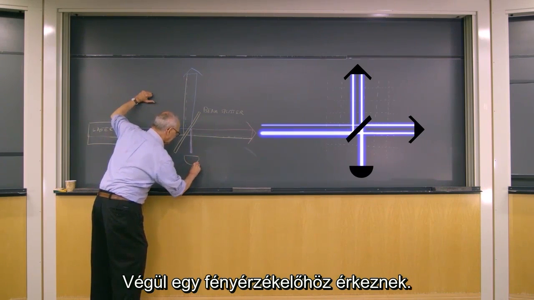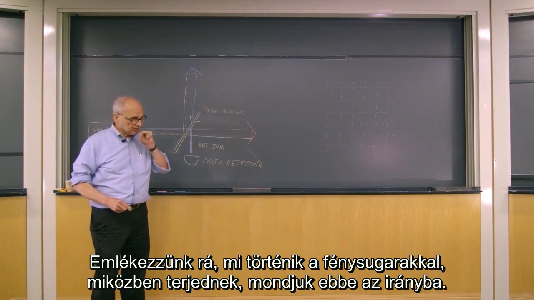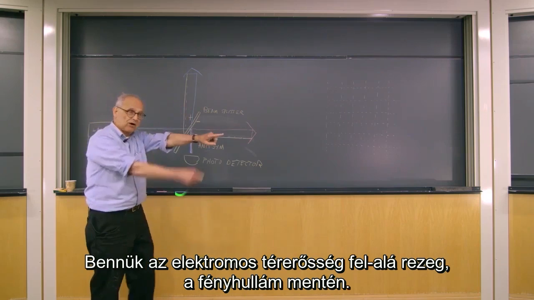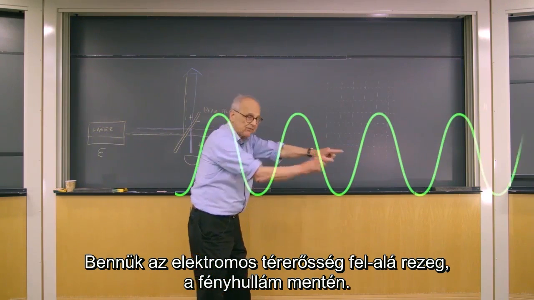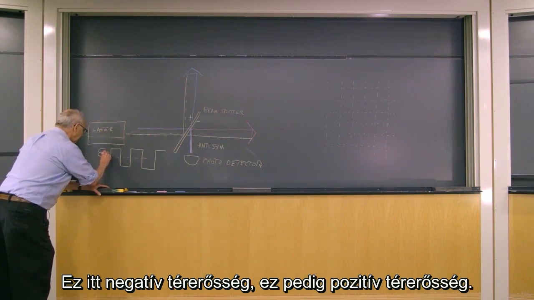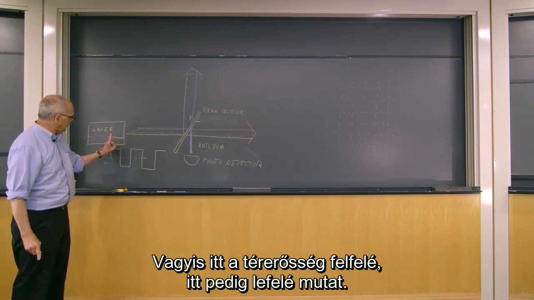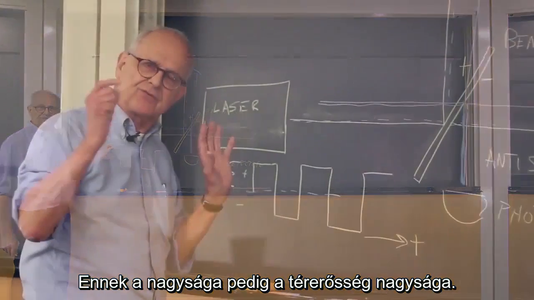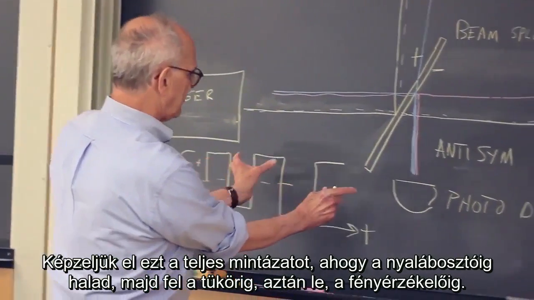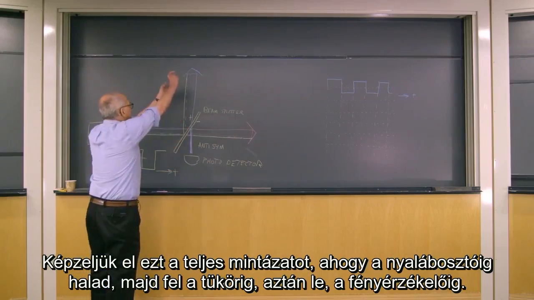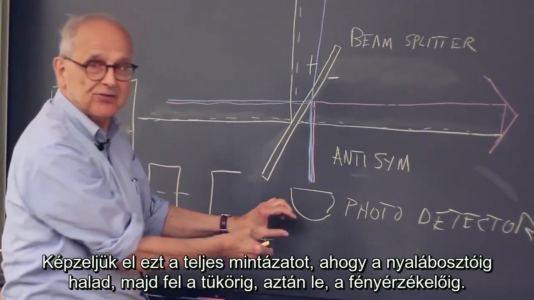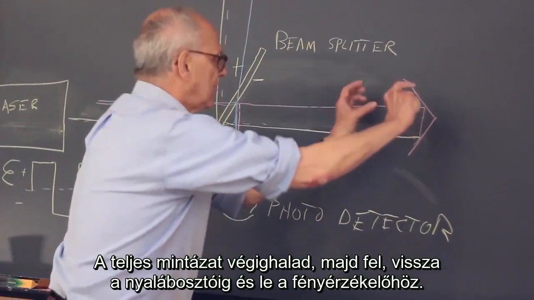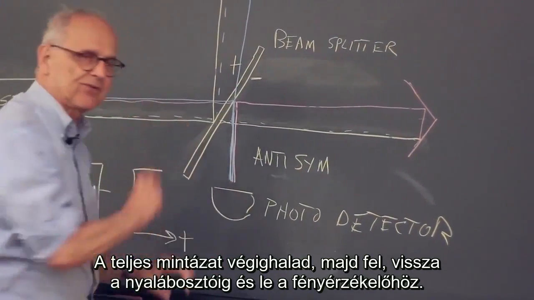Here's the photodetector. And remember what happens with light waves. When they propagate, let's say in this direction, they have electric fields that go up and down. They wiggle with the light wave. As a wave, this is a negative electric field, that's a positive electric field. That means the electric field points up here, and down here, that's all. And the amplitude of this is the size of the electric field. You imagine this whole pattern zipping along to the beam splitter and then zipping up to this mirror and then zipping down and hitting the photodetector. It's the same thing happening along here. That entire pattern moves along, moves up, comes back to the beam splitter and goes down to the photodetector.